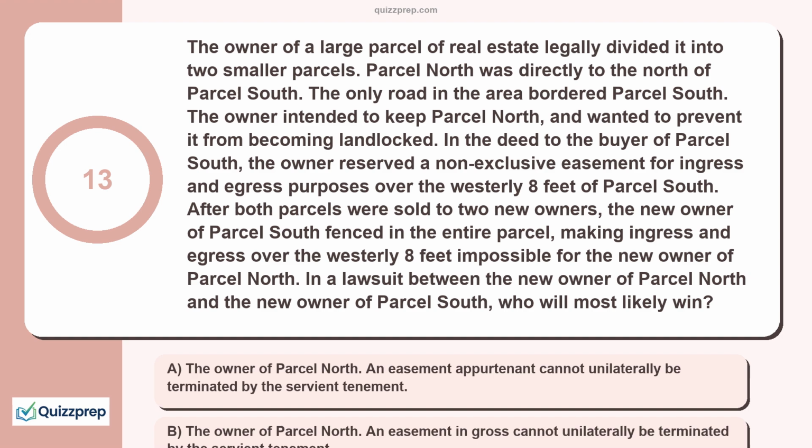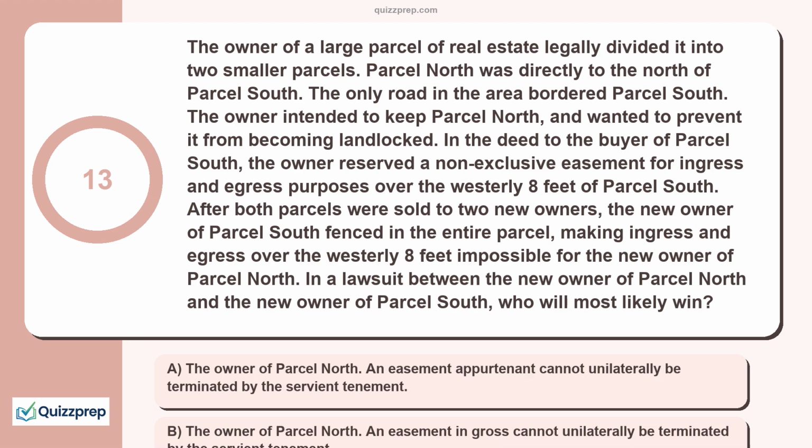Question 13. The owner of a large parcel of real estate legally divided it into two smaller parcels. Parcel north was directly to the north of parcel south. The only road in the area bordered parcel south. The owner intended to keep parcel north, and wanted to prevent it from becoming landlocked. In the deed to the buyer of parcel south, the owner reserved a non-exclusive easement for ingress and egress purposes over the westerly 8 feet of parcel south. After both parcels were sold to two new owners, the new owner of parcel south fenced in the entire parcel, making ingress and egress over the westerly 8 feet impossible for the new owner of parcel north.